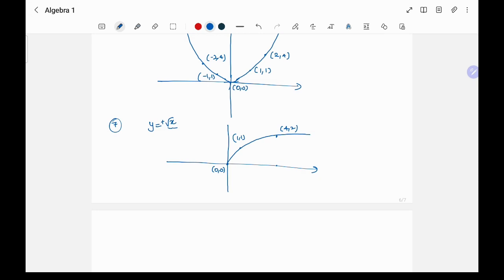Root x we always consider gives only the positive value. If we want to draw y equal to minus root x, it will be 0, 0, 1, minus 1, and then 4, minus 2 and so on. So if you see, it goes like this. So if you see the entire graph.